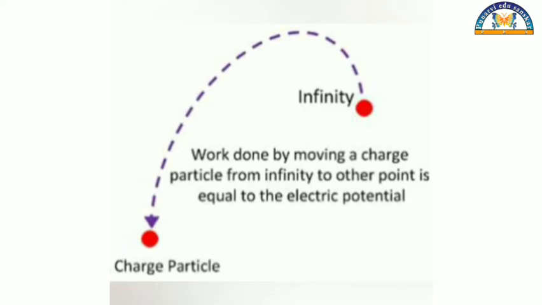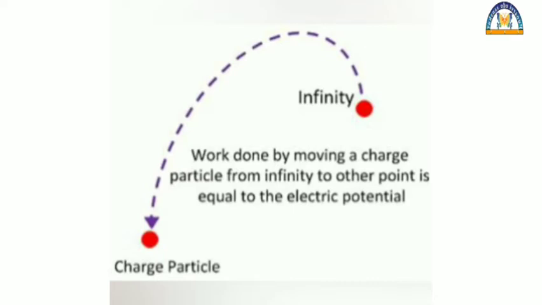Electric potential at any point in an electric field is the amount of work done in bringing a unit positive charge from infinity to that point. By unit positive charge here we mean Q is equal to plus 1 coulomb. So the electric potential is the capability of the charged body to do work.